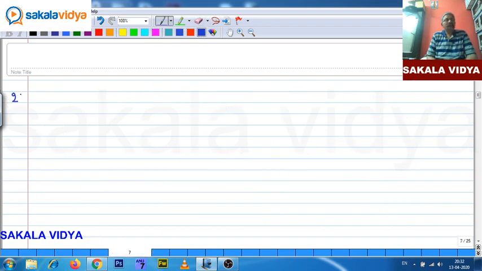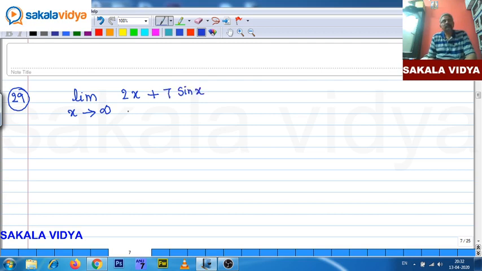So, 29th problem. Okay, no problem. Limit x approaches to infinity, (2x plus 7 sin x) upon (4x plus 3 cos x) equals to.